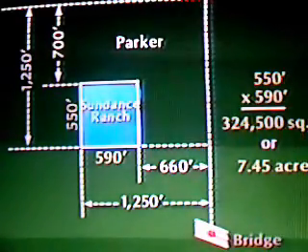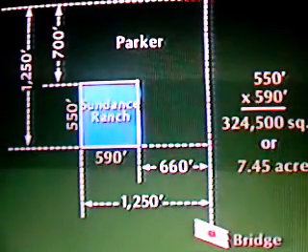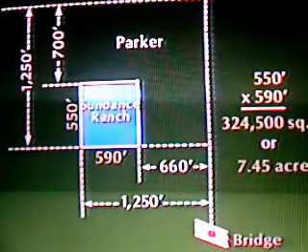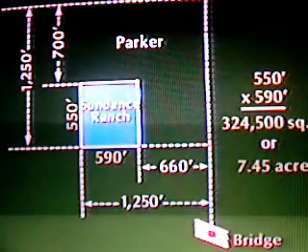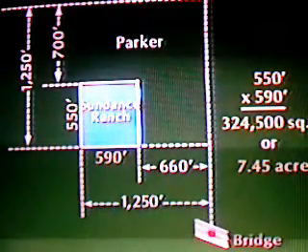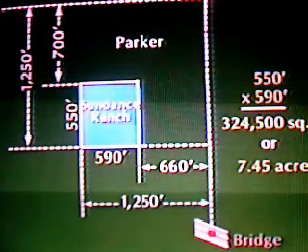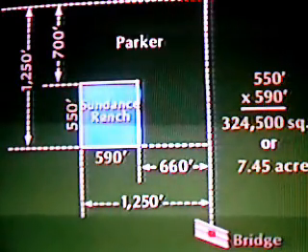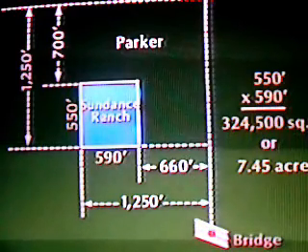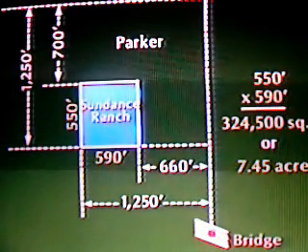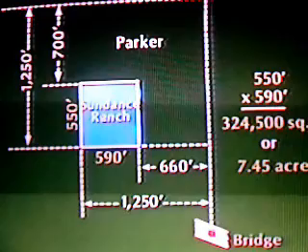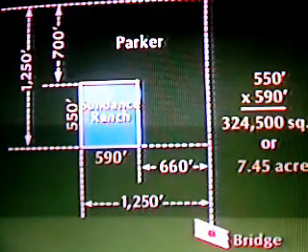Drawing his calculator from his holster, the party chief assumes roughly perpendicular sides for the ranch and proceeds to take the product of the sides, 550 feet and 590 feet. This yields an area of 7.45 acres, exactly 1 acre less than stated in the deed. A typographical error, our party chief surmises.